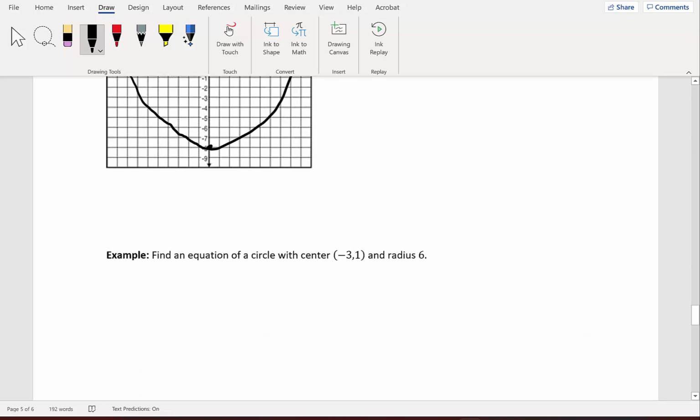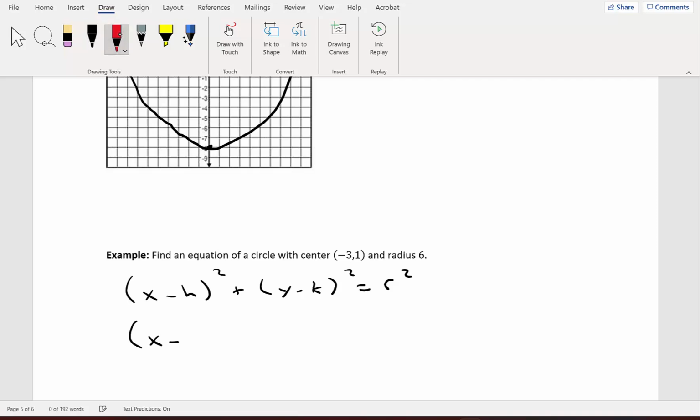Next problem, finding the equation of a circle with center -3, 1 and radius 6. Okay, so this time we're given the center and we're given the radius. What we want to do is figure out what the equation of the circle is. So let's follow the standard form, which is x minus h squared plus y minus k squared is equal to r squared. And now let's plug in our values.